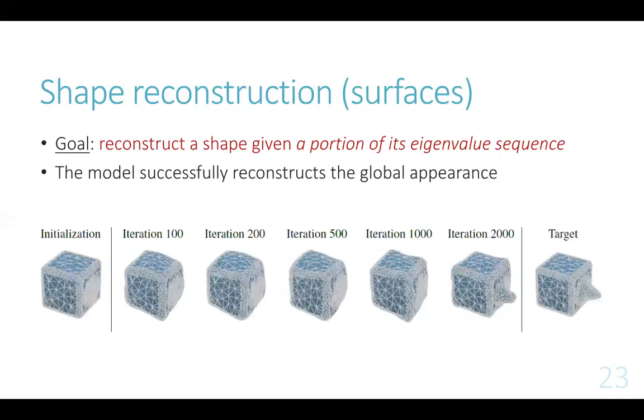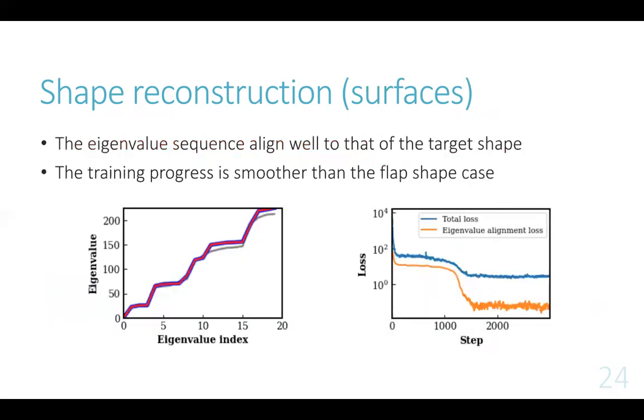Next, we want to show our results on 3D shape reconstruction. Here we reconstruct the shape from a cube to a cube with a knob as the target shape. In this case, we can successfully reconstruct the global appearance. We also visualize the eigenvalues plot and the loss plot for the training process. The curve is smoother than in the flat shape case and can finally reach the global minimum.